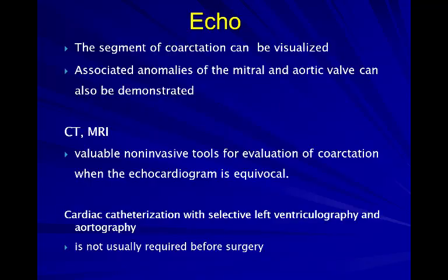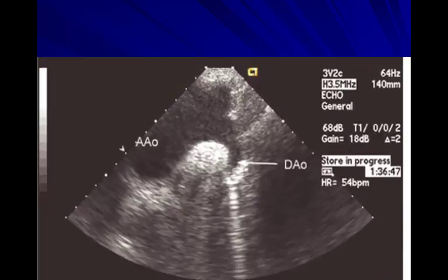Echocardiography is diagnostic for aortic coarctation. The segment of coarctation can be visualized directly by 2D echo. Associated anomalies of the mitral and the aortic valve can also be demonstrated. Continuous Doppler can measure the gradient across the coarctation, and color flow mapping shows the degree of turbulence across the obstructed area. CT and MRI are valuable non-invasive tools for evaluation of coarctation when echo is equivocal. Cardiac cath with selective left ventricular angiography and aortography is usually not required before surgery.